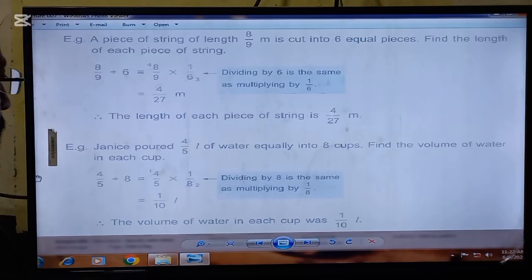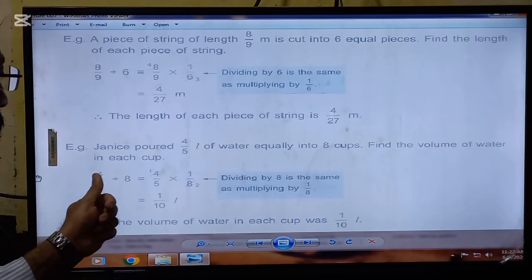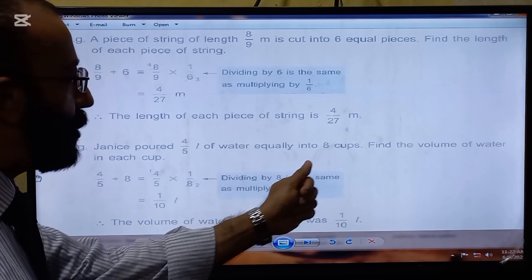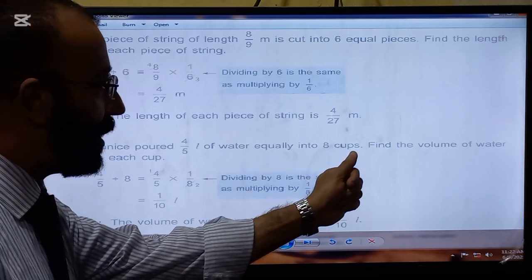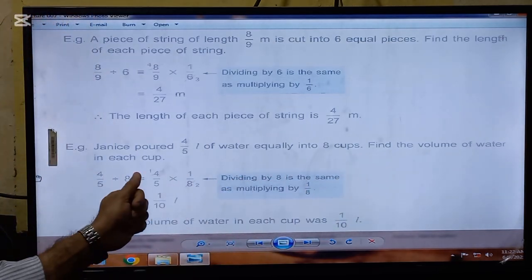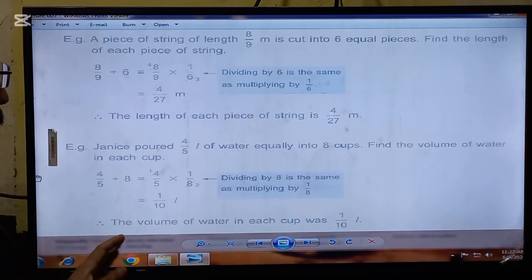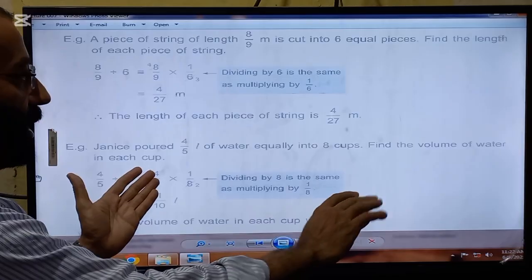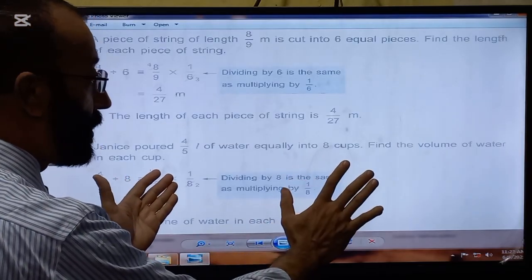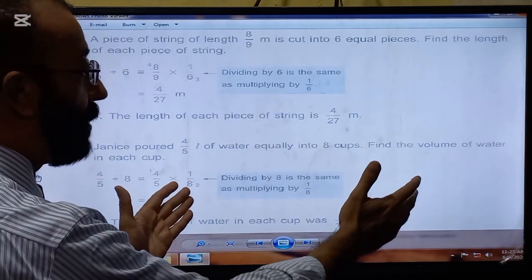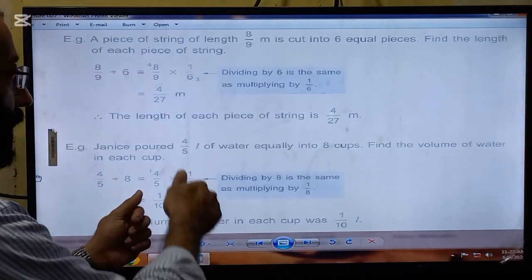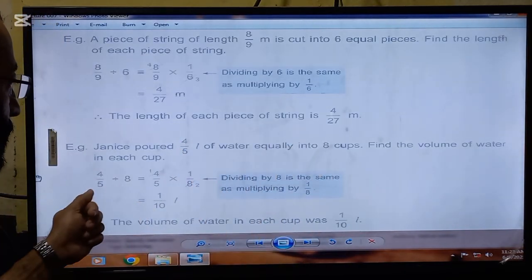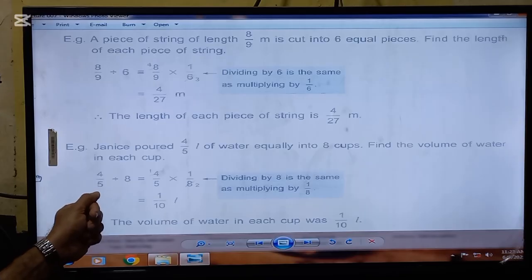Here is another example. The statement is, Janice poured 4 by 5 liters of water equally into 8 cups. Find the volume of the water in each cup. So again, we are given some volume of water that is going to be divided into 8 equal cups. So again, the volume of each cup will be 4 by 5 divided by 8. So this is the volume of each cup.